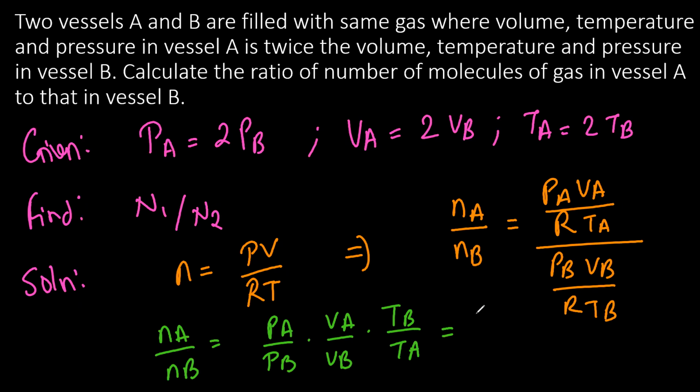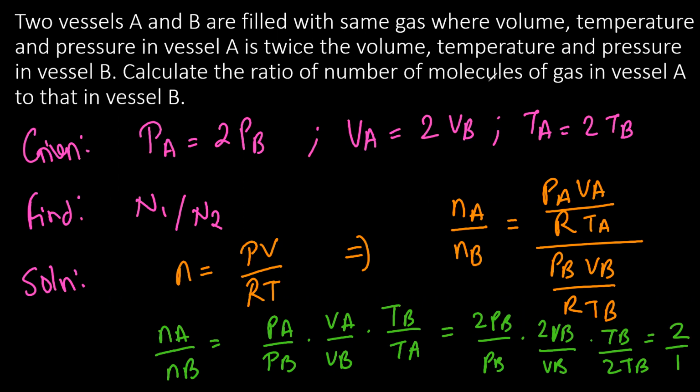So this is 2 by 1, let's simplify it properly. Everyone understood up to here? So what is Pa? It's 2 times Pb, so 2Pb by Pb. This is 2Vb upon Vb, and this is Tb divided by 2 times Tb, because it is reversed. And then the 2s get cancelled. So what is remaining? 2 divided by 2. So what is the answer? It's 2 by 1.